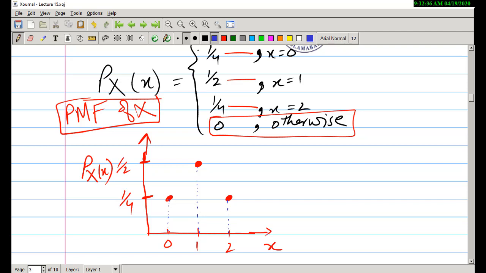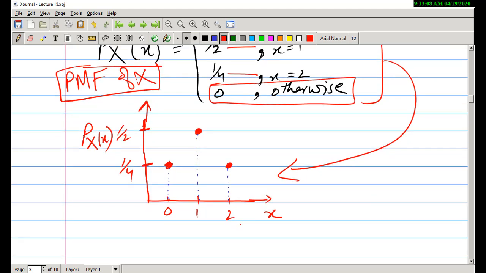Okay, so these are the masses that have been defined, which we call the mass function. So these are the masses that we have defined here. They are defined at a certain point, this is a mass and this is a mass and this is a mass, and it is not defined anywhere else. So this is how we can represent this.